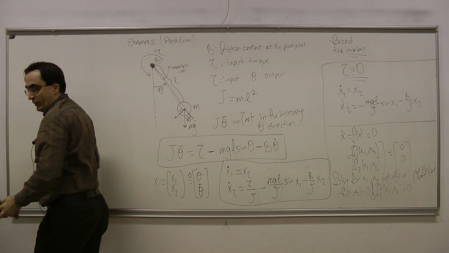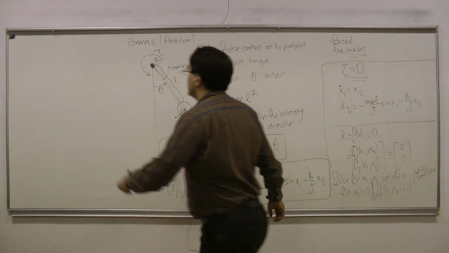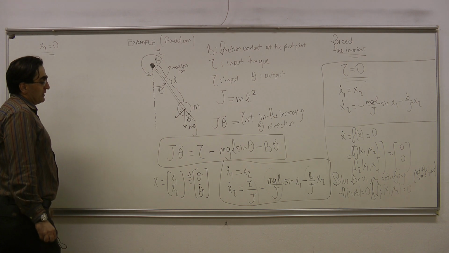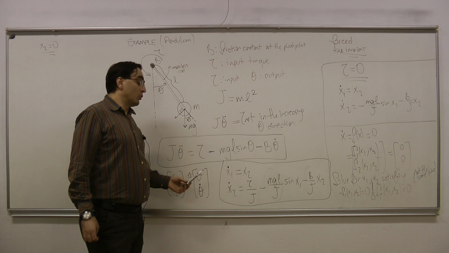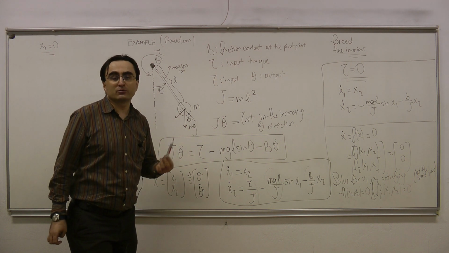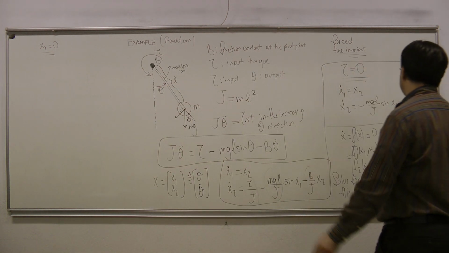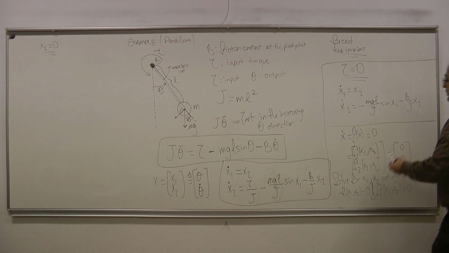So now let us equate the right-hand side of these equations to 0. So the first equation that I get is x2 equals to 0. Remember, x2 was theta dot. So for an equilibrium point to exist, angular velocity of the pendulum should be equal to 0. That is our first equation. What about the second equation? It is this one.